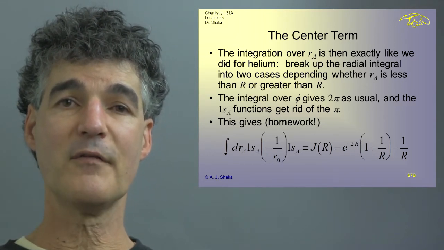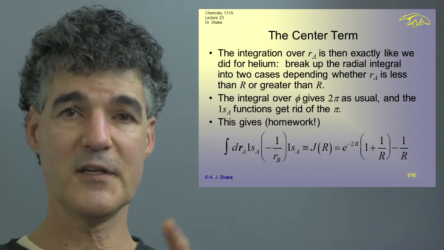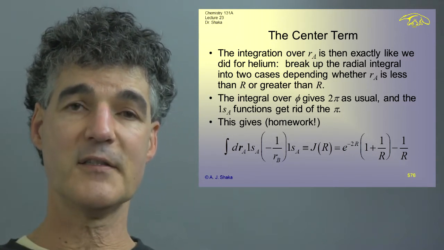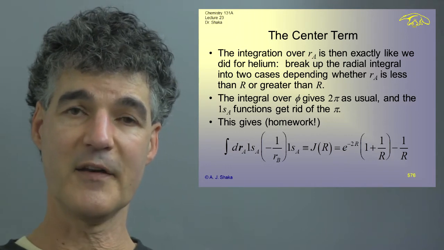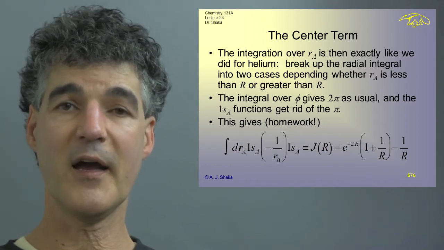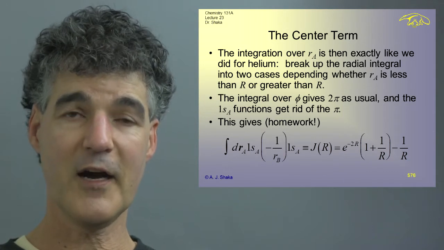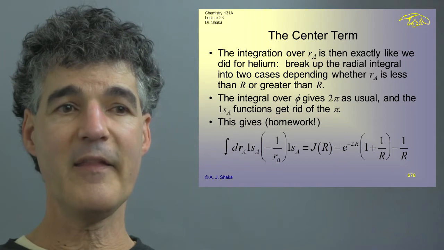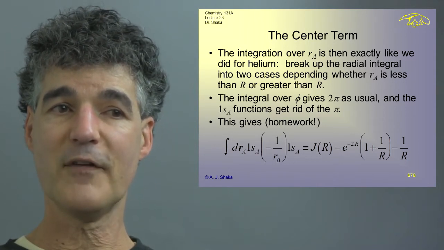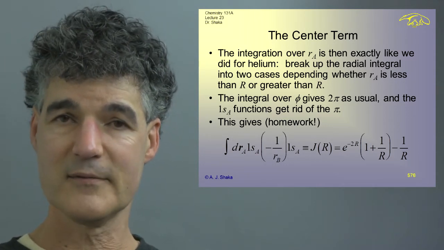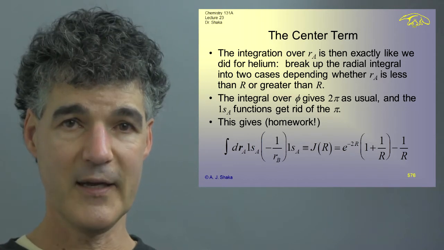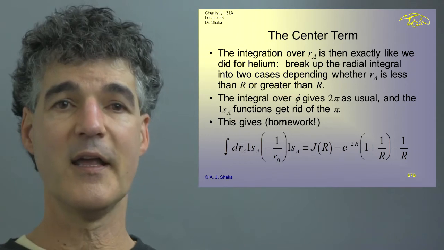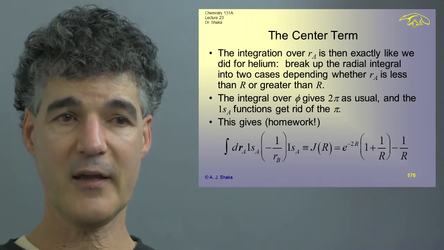And the product of the 1s functions, because each one has the square root of pi in the denominator, gives us a factor of pi in the denominator, and that cancels the pi over the integral of phi, and so we have just a 2 riding along. And then this gives us, which I've left here as homework for you to do, break up the integral into two domains as I described, get the antiderivative, and then check it.